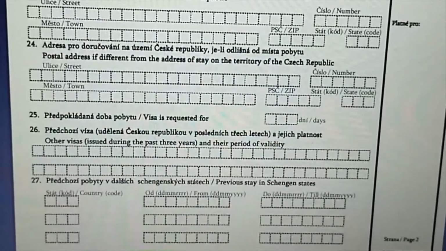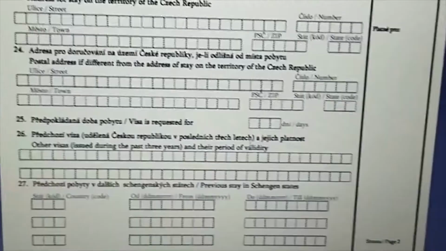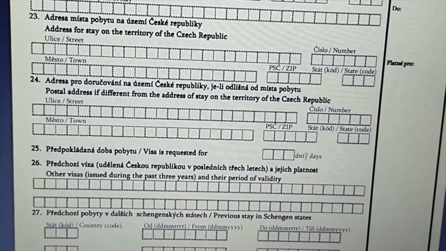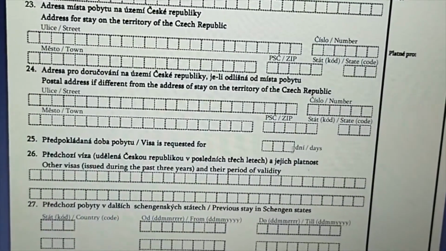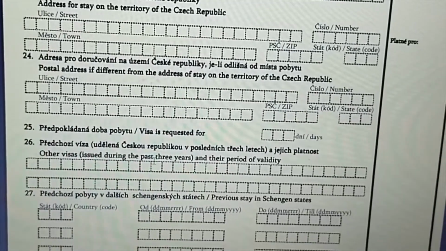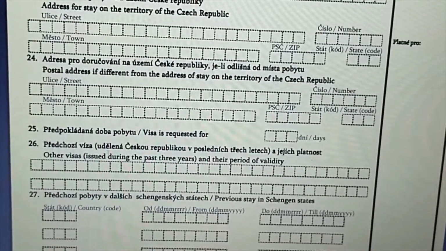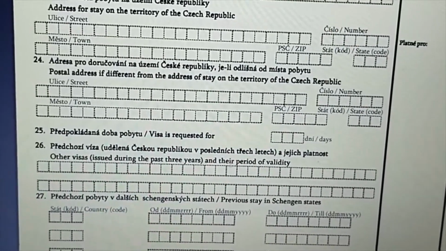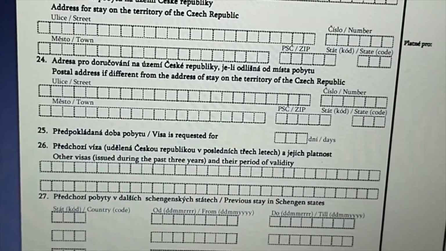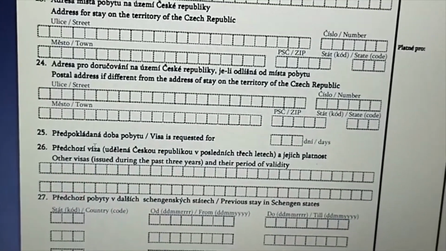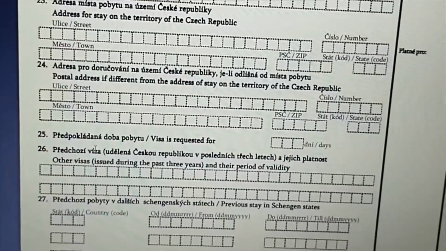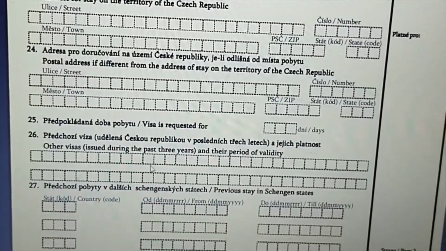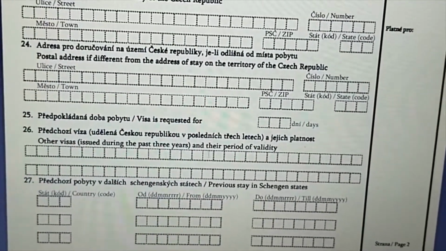The visa you want to apply for, how many days do you want to apply for it? Usually 1 year. So if it's 1 year, you indicate the number of days here, 365 days. Now, other visa issued during the past 3 years and their period of validity. If you have gotten previous visas from different countries in the past 3 years, indicate those visas in these boxes, and their period of validity as well.